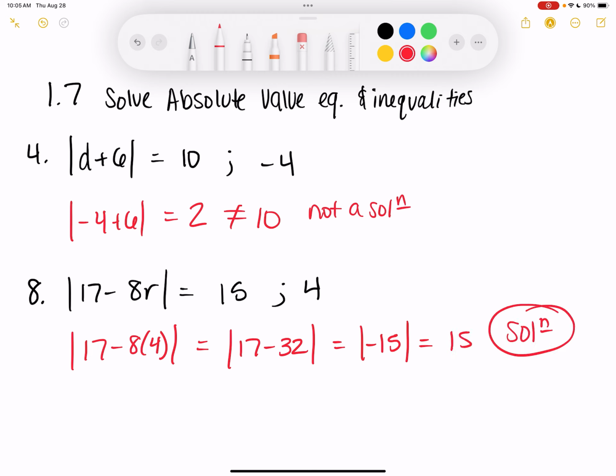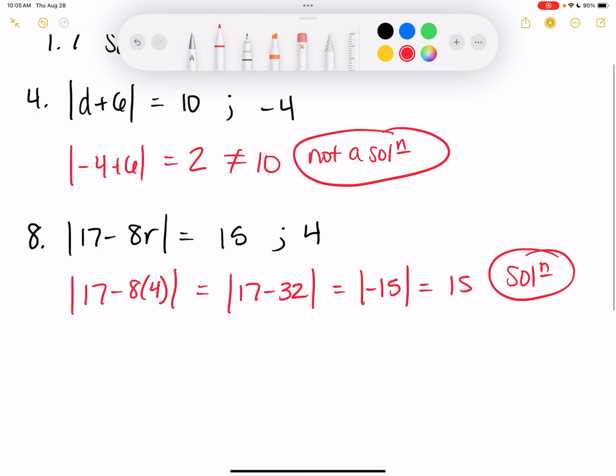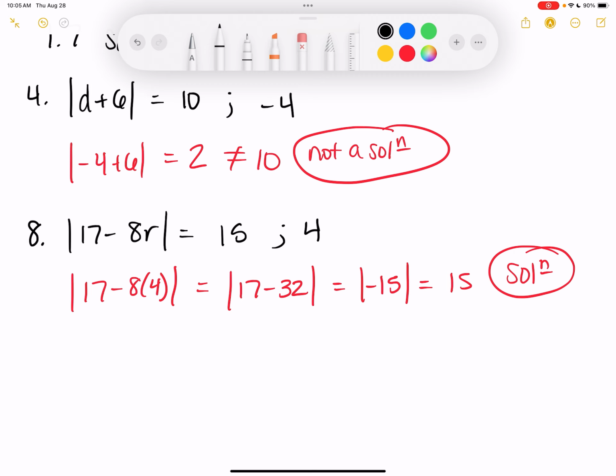Oh, I remember. Why is there an N? Solution? Yeah. So it's not just sol. Oh, I see. Never mind. We're gonna do the next one.